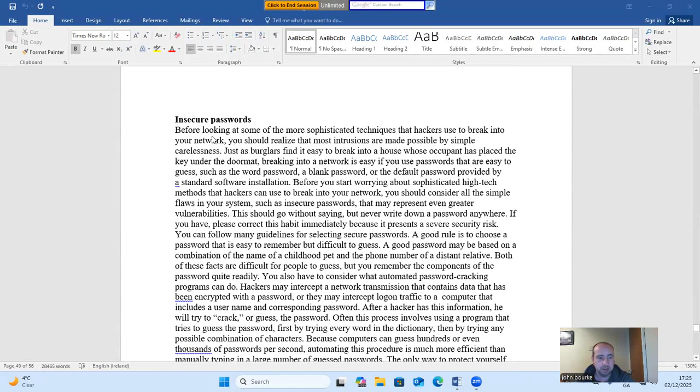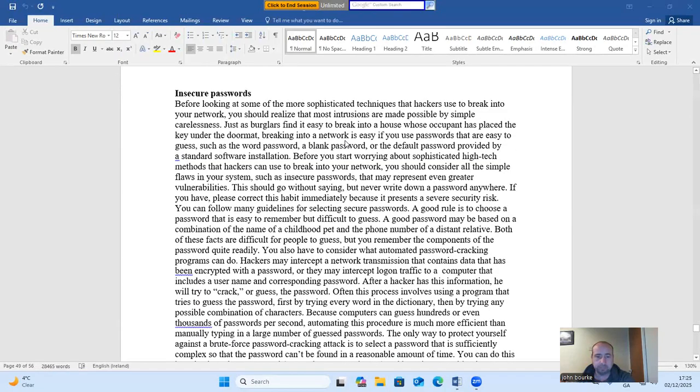Insecure passwords. Before looking at some of the more sophisticated techniques that hackers use to break into your network, you should realize that most intrusions are made possible by simple carelessness. Just as burglars find it easy to break into a house whose occupant has placed the key under the doormat, breaking into a network is easy if you use passwords that are easy to guess, such as the word password, a blank password, or a default password provided by a standard software installation.